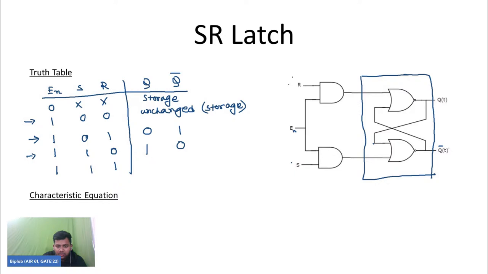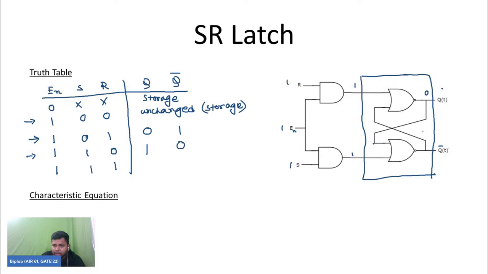So S is also 1, R is also 1, and enable is obviously 1. So the output of the AND gate is 1. Okay, now since we have 1, we can perform the OR operation. So what will be the output? You have 1, so the OR operation is happening, so the output will be 1 plus anything will be 1, and performing NOT will be 0.